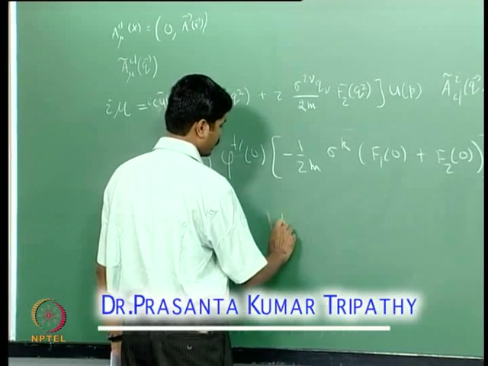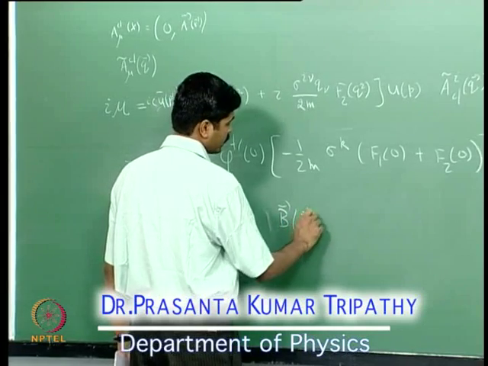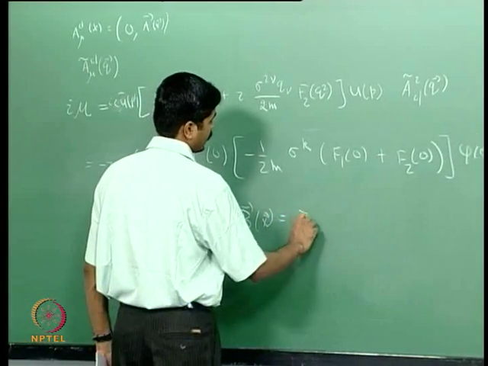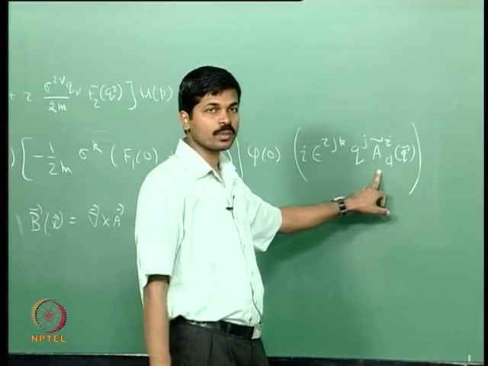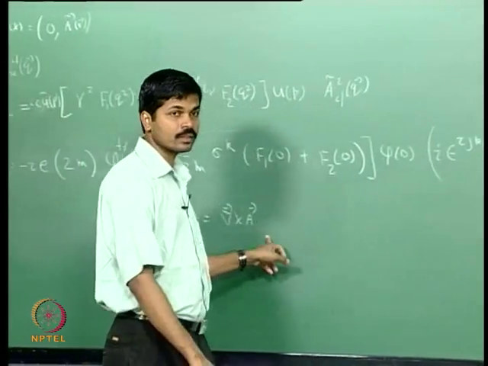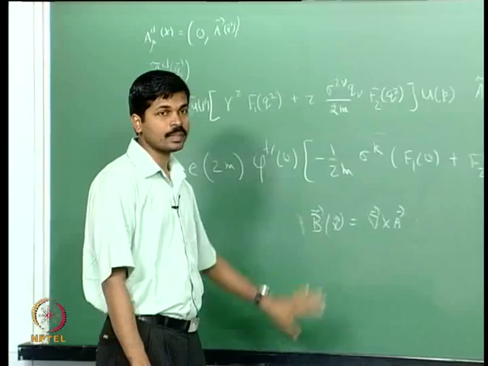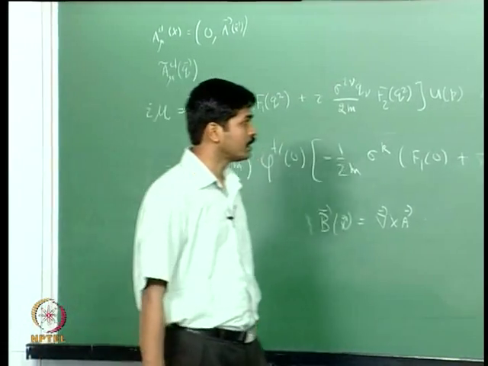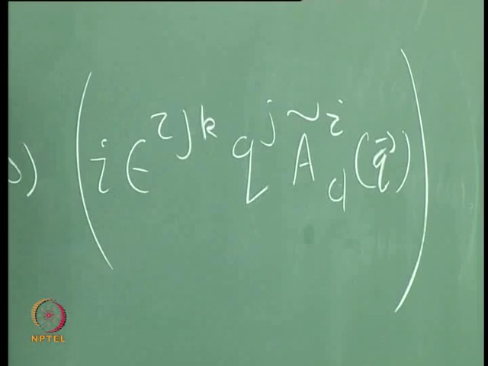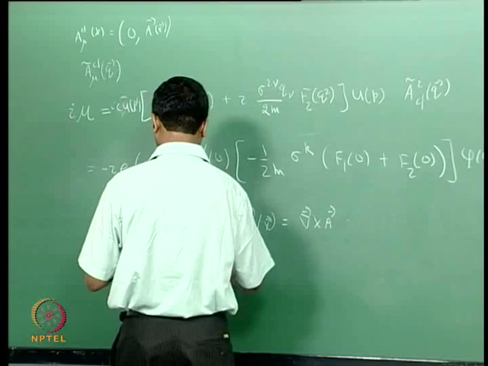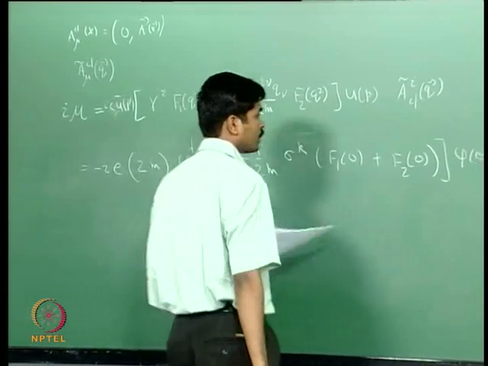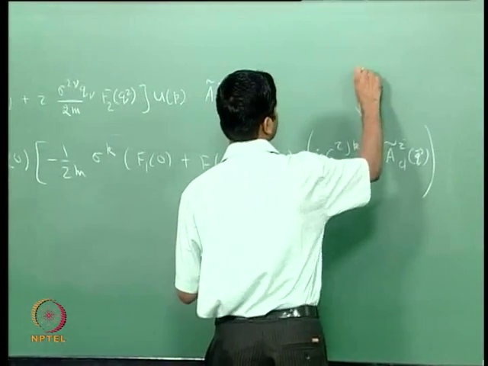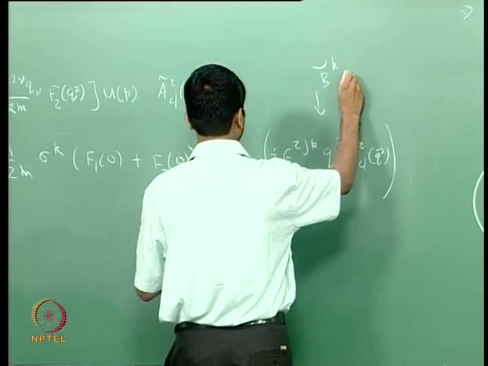You consider B of x, okay? It is just del cross A. So, if A tilde of q is the Fourier transform of A of x, then what will be the Fourier transform of B of x? It will simply be this, right? So this quantity here is just B tilde k of q.